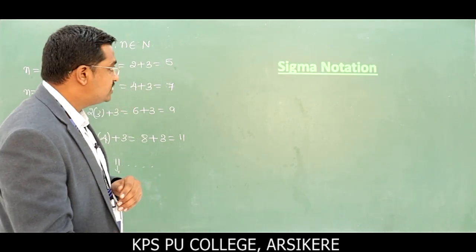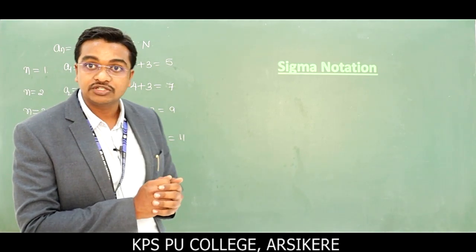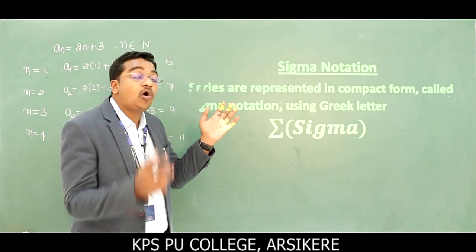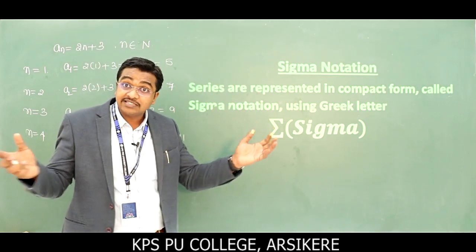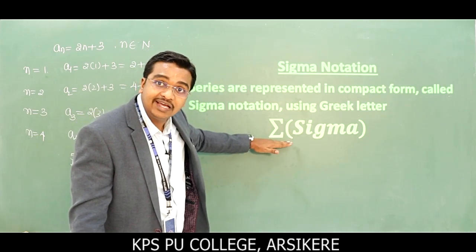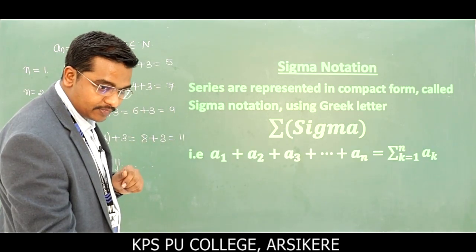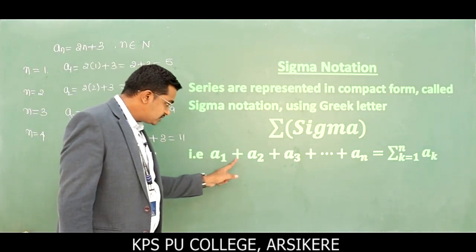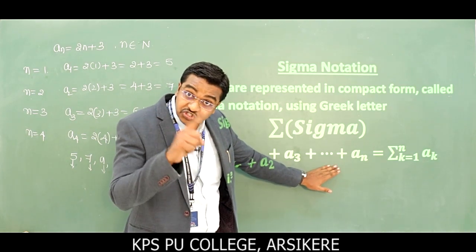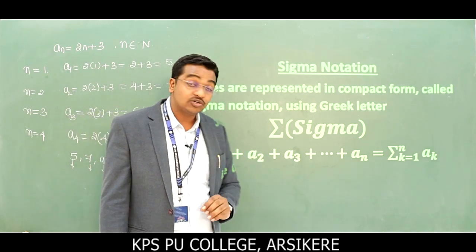So a series is also represented in the form of sigma notation. Just observe here. The series is represented in a compact form. The entire series is written in compact form using the sigma notation, which is the Greek letter sigma. That is a1 plus a2 plus a3 and so on up to an. This is the series associated with the sequence a1, a2, a3 and so on up to an.